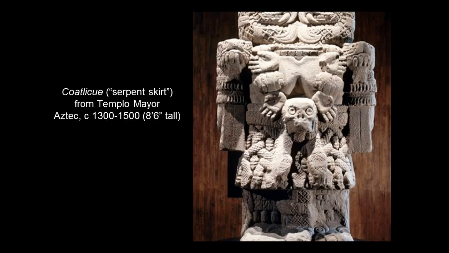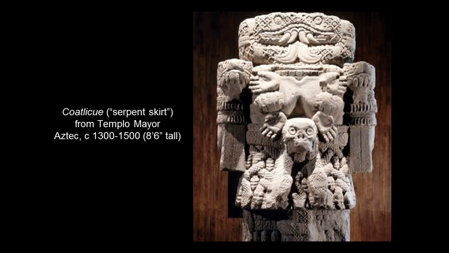This colossal statue of Coatlicue, their mother serpent skirt, is easily identified by her skirt made of intertwined serpents, and it shows her as having been dismembered. She has a woman's body where you can see her breasts and a skirt, but sprouting from her neck, from the ends of her arms, and from the stumps of her legs are snakes that are meant to represent blood.